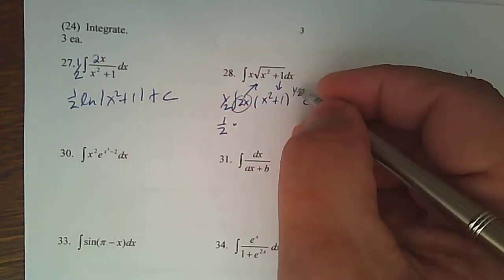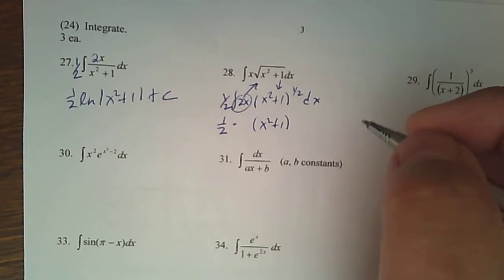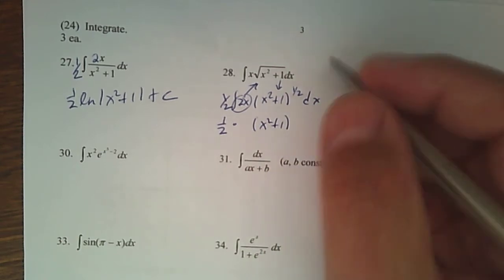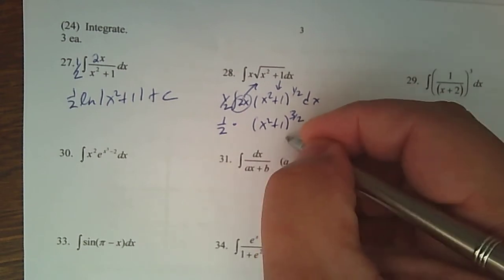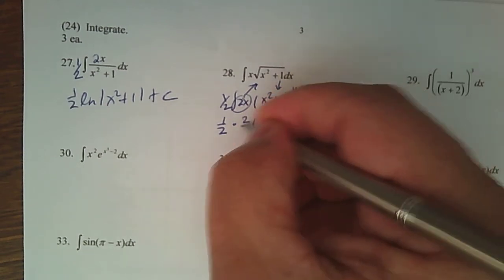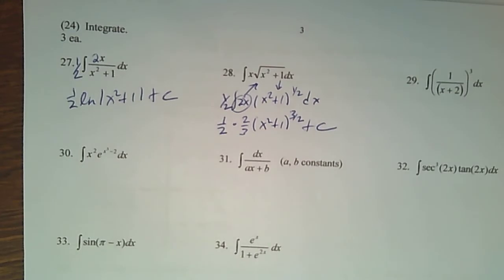And then I do the anti-power rule. And now the anti-power rule is you add 1 to the exponent. So 1/2 plus 1 is 3/2. And then divide by that number or times the reciprocal. You don't have to reduce it down, plus c, but the 2's do divide out.